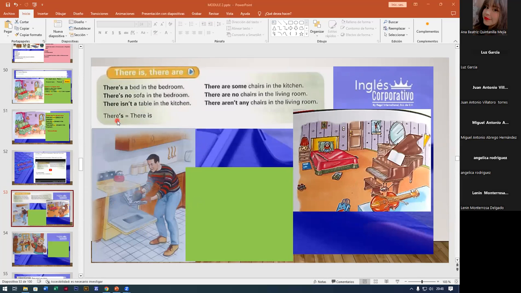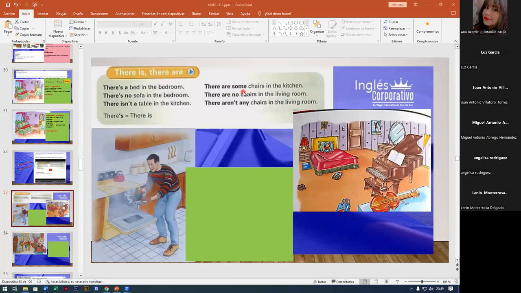And as I mentioned, we can use a contraction. There's equals there is. So it's optional, right? You can use the complete manner, there is, or there's. But remember, this one is only for singular elements. And for the plural, there are some chairs in the kitchen. There are no chairs in the living room. There aren't any chairs in the living room.